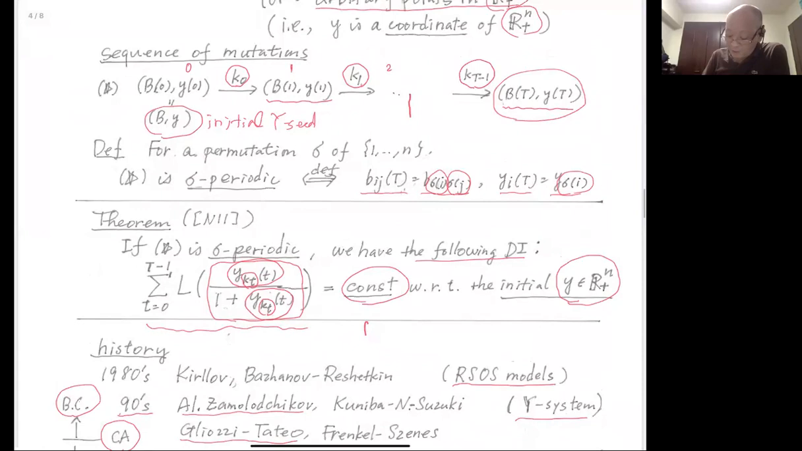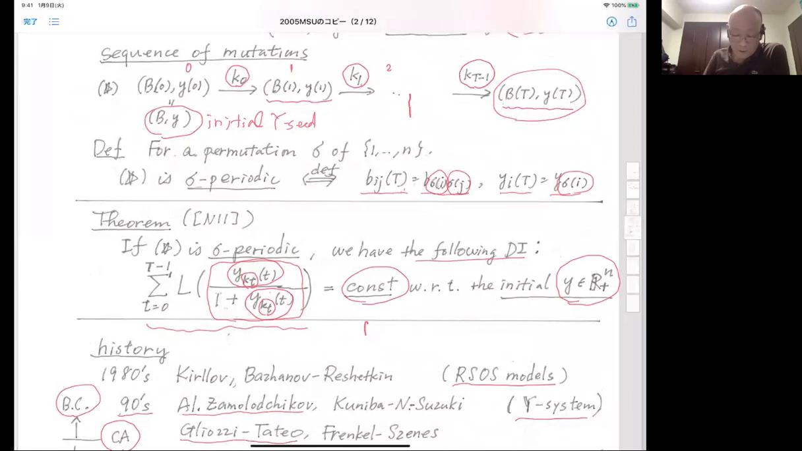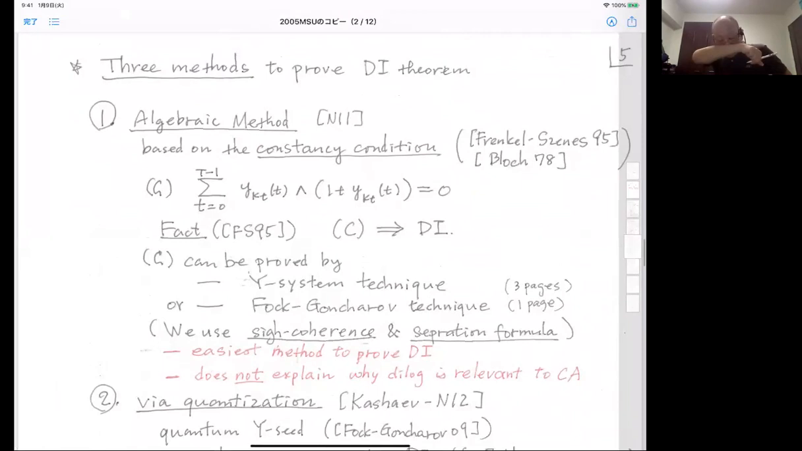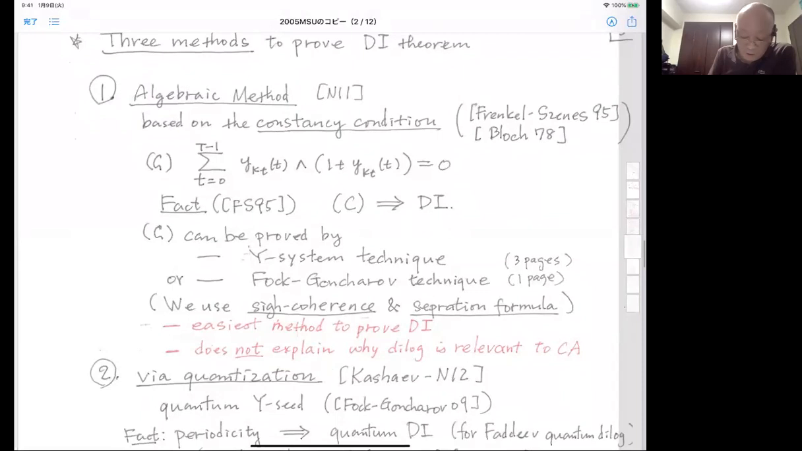Okay. Now I'm going to explain how to prove this identity. Actually, there are at least three related but independent methods to prove this theorem. I will briefly explain, not in detail. The first method I call the algebraic method, and this is the one which was first used in the proof of my theorem. It is based on the following constancy condition here, which was given by Frenkel and Szenes in the previous pages, and they come back to the Spencer Bloch work.